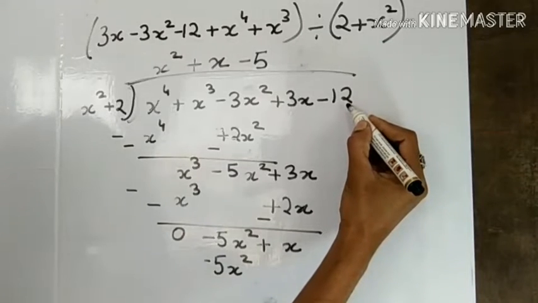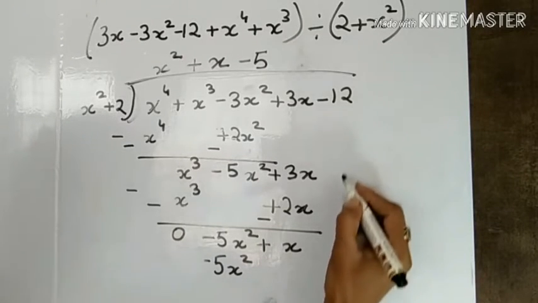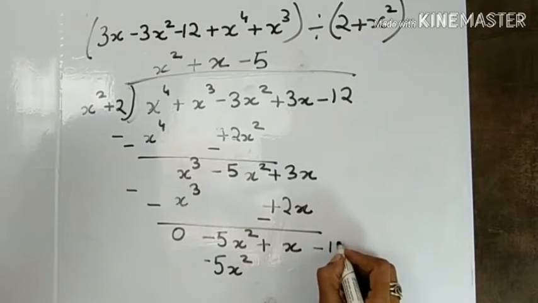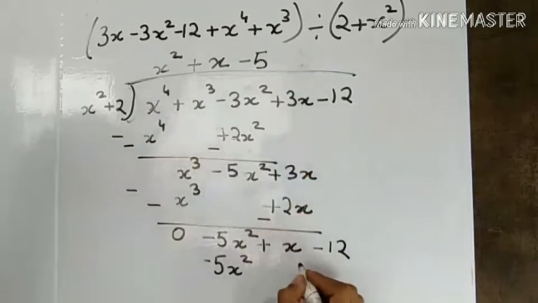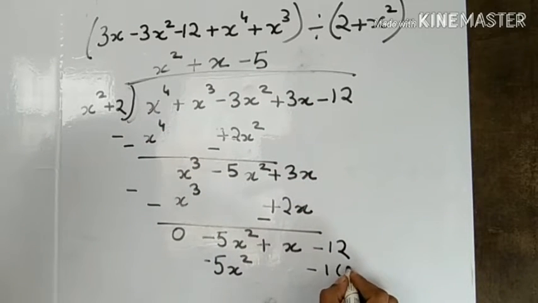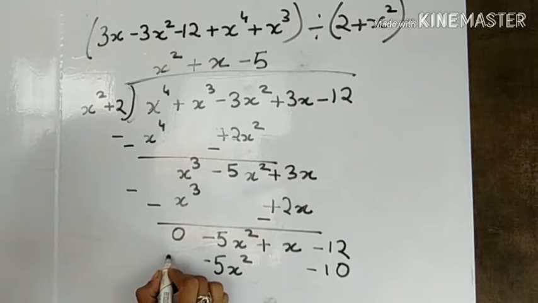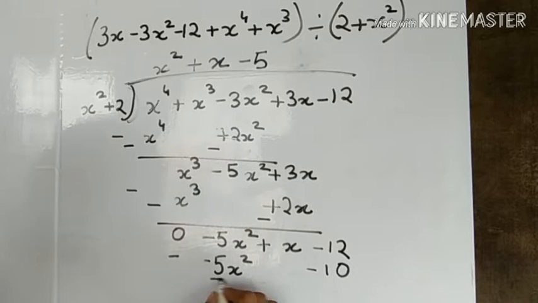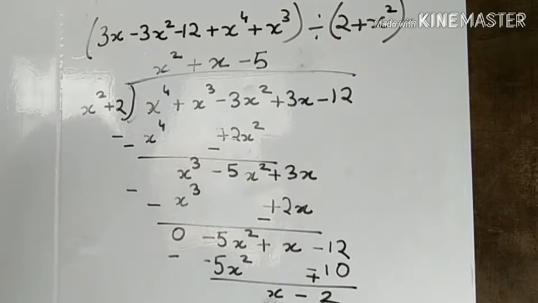Now the term with the constant is the last term. So I get it below, that is minus 12. And 5 2s is 10. So minus 10, I write it here. Change the signs. So you get x, here there's a plus sign, x minus 2. This becomes 0.